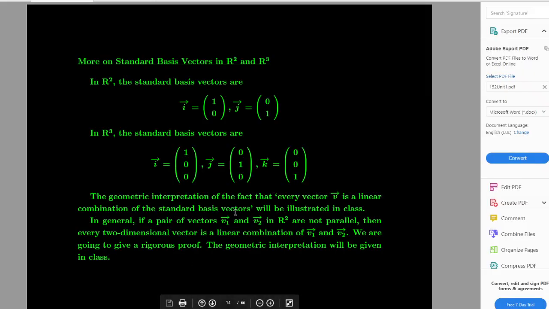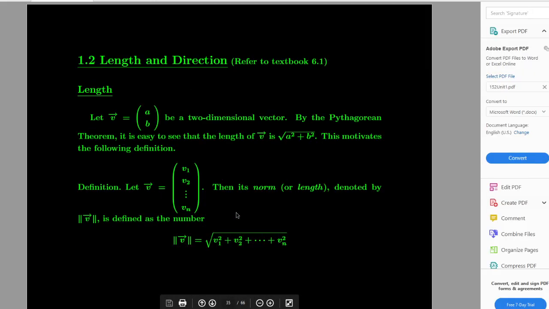Now the next topic we're talking about is the length of vectors. If you look at the handout, we are on section 1.2. I don't know if it's consistent with the section name in the new textbook or not, but I'm referring to a textbook I used to use, so don't worry. We're talking about the length now.